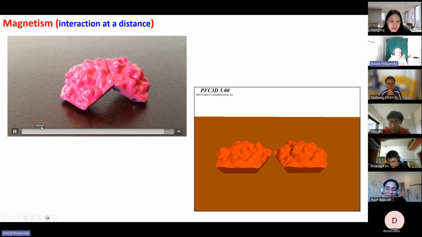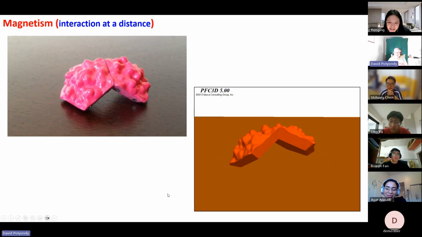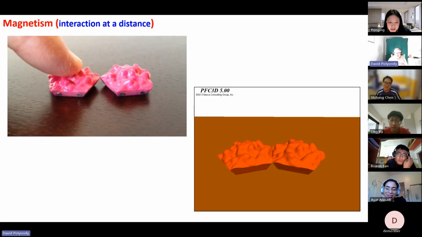Boom. See that? Here's PFC. Same thing. Boom. Right? It's just magically happening. That's a super simple magnetic dipole model.